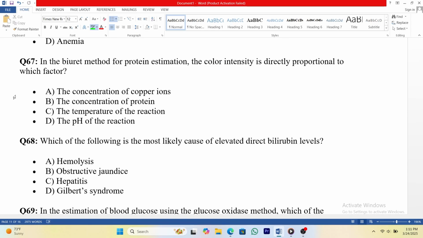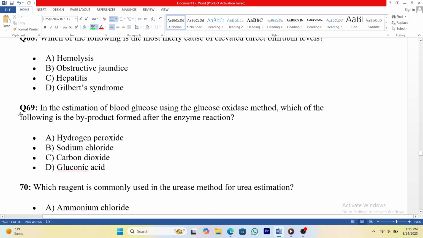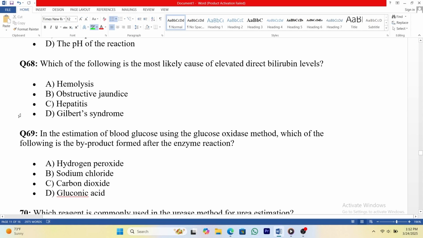A. The concentration of copper ions. B. The concentration of protein. C. The temperature of the reaction. D. The pH of the reaction. Answer: B. 68. Which of the following is the most likely cause of elevated direct bilirubin levels?